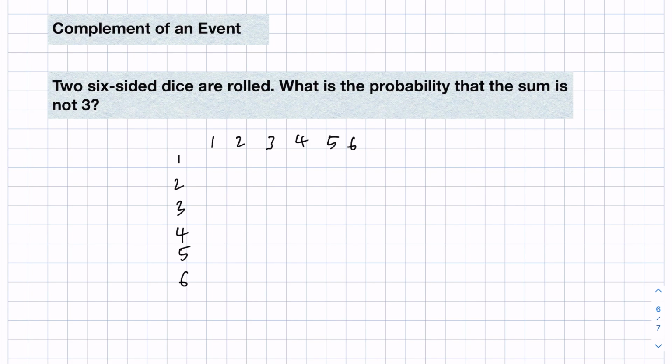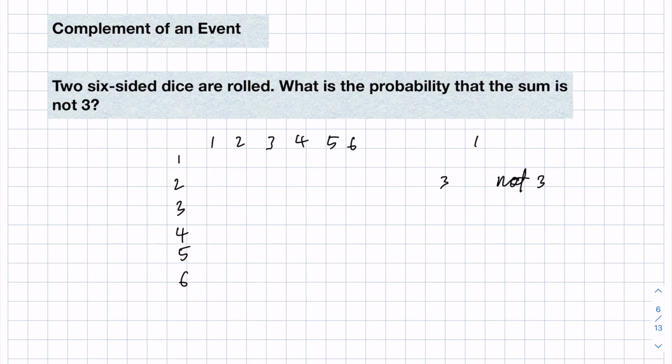When we roll both dice, right, and we add up the numbers, the sum, if you think about it, will either be 3 or it won't be 3, right? There's no in between. It's either 3 or it's not 3. It's as simple as that.